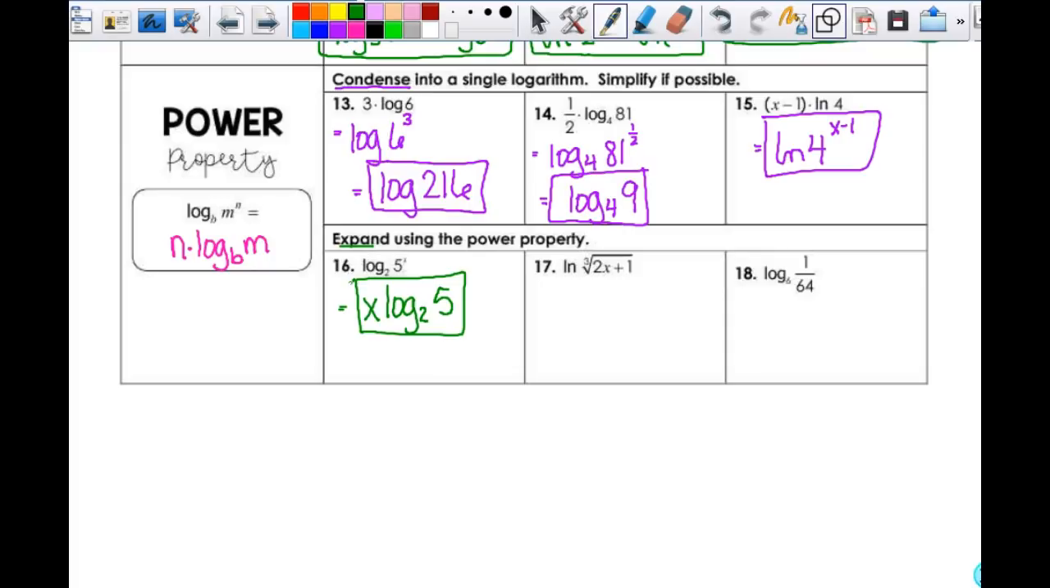All right, so to condense or expand this one, I need to rewrite this as the natural log of 2x plus 1 to the 1/3 power. That's the same thing as taking the cube root. So now that I have an exponent, that exponent can come out front, and I'm going to get 1/3 times the natural log of 2x plus 1.